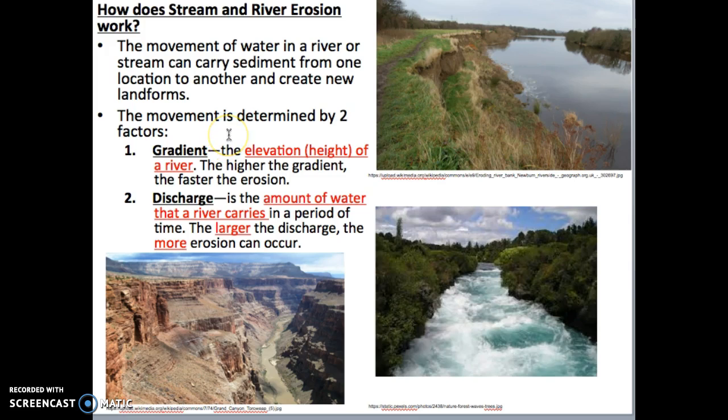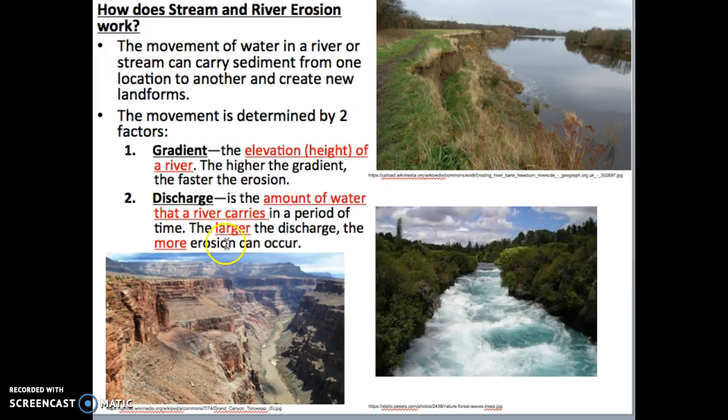The first factor is gradient. Basically, what that means is how high a river is, starting from the elevation of a river. The higher the gradient, the faster the river will flow and the faster the erosion will happen, because faster moving water will carry rocks and sediment with it faster.